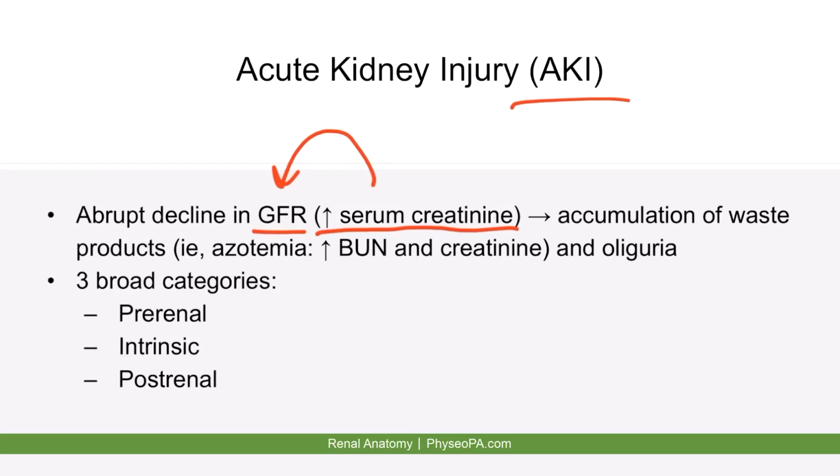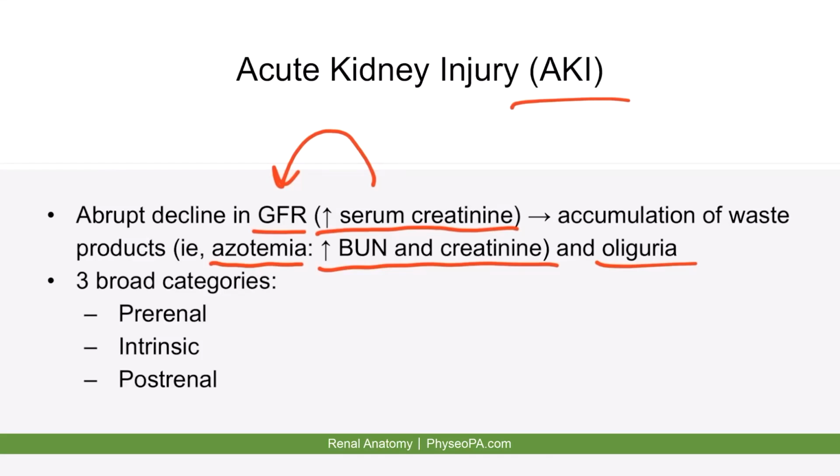This decline in renal function naturally leads to the accumulation of waste products. So patients will have increased BUN and creatinine. The rise in these two substances in the serum is termed azotemia. Now, this abrupt decline in GFR also implies decreased urine output, or oliguria. And sometimes oliguria is not present, but it's typically present with acute kidney injury.